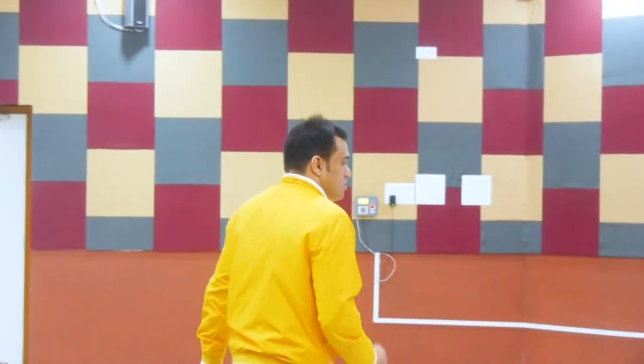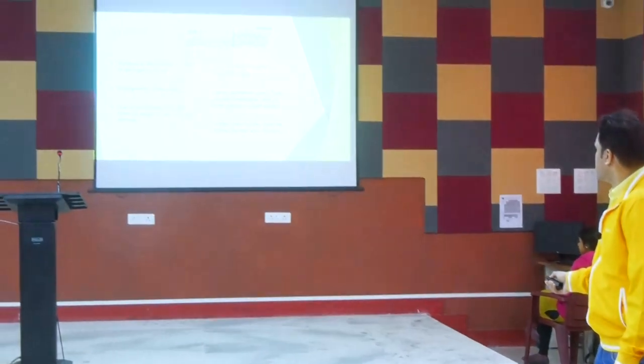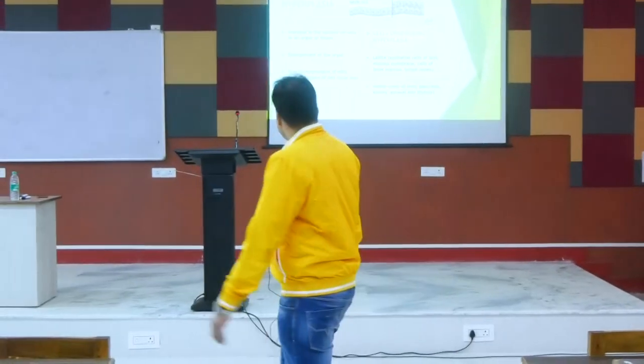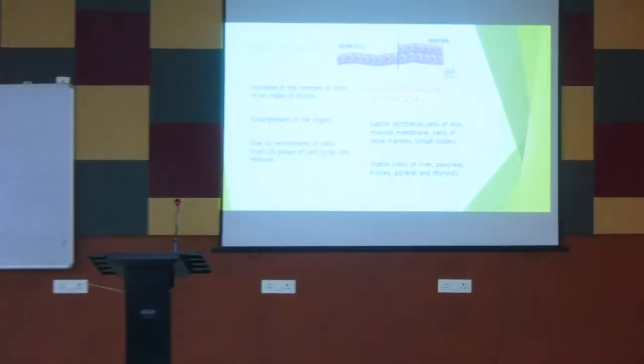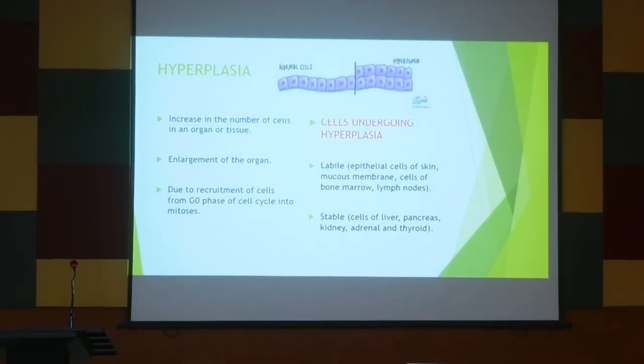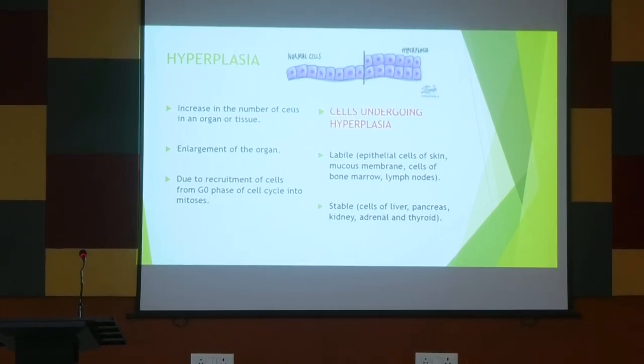Then comes hyperplasia. What is hyperplasia? It means increase in the number of cells. Can you make out the difference here? These are normal cells on the left-hand side. And here there is increase in the number of cells, resulting in enlargement of the organ. Hypertrophy increases the size of the cells, whereas hyperplasia predominantly increases the number, not the size, of the cells, which ultimately results in the increase in size of the organ.